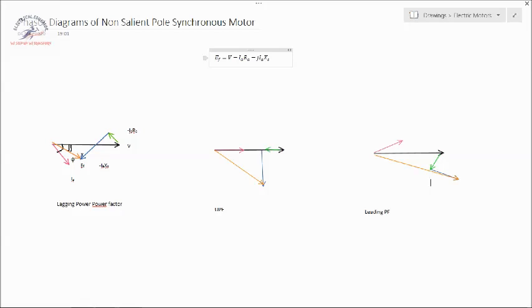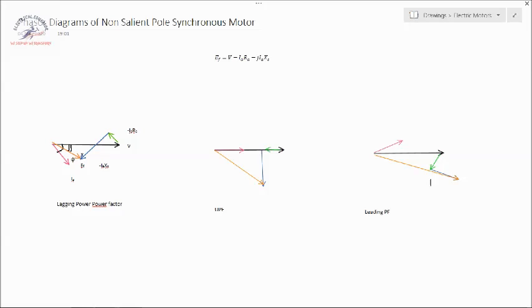So IaXs is not current, IaXs is a voltage drop. So this voltage drop will lead Ia. So IaXs will lead Ia and minus IaXs will be 180 degrees phase shifted. IaRa should be in phase with Ia. Minus IaRa will be 180 degrees phase shifted. So these are the phasor diagrams. So understand this phasor diagram properly.